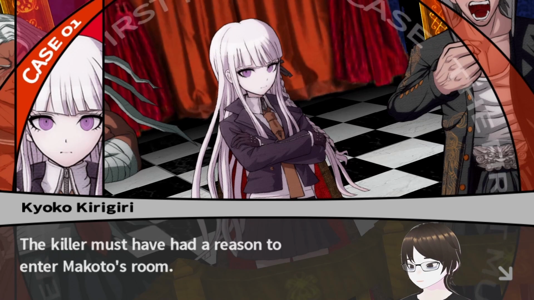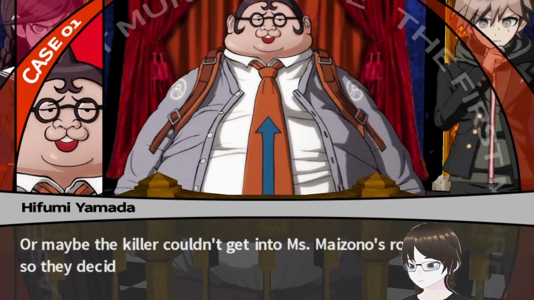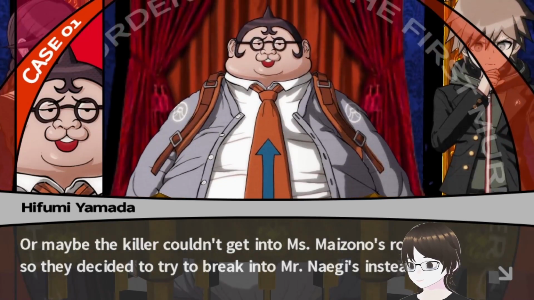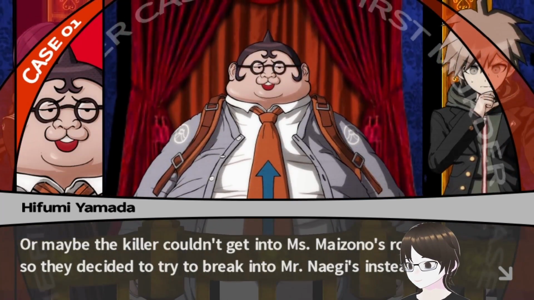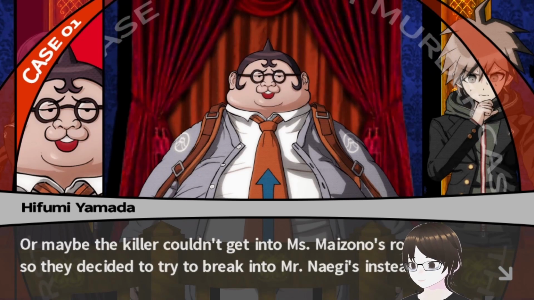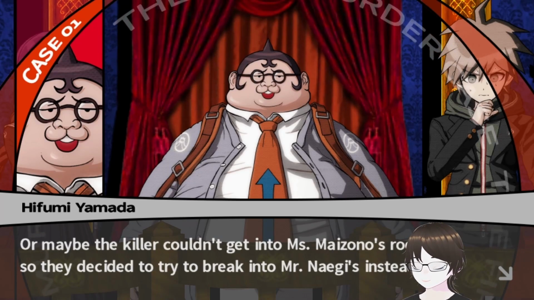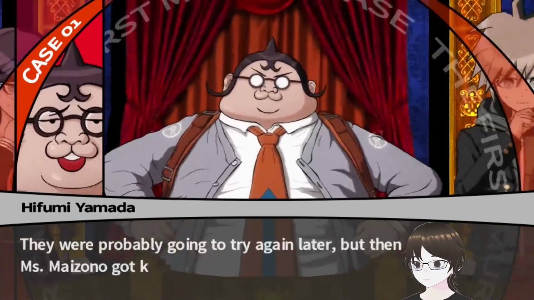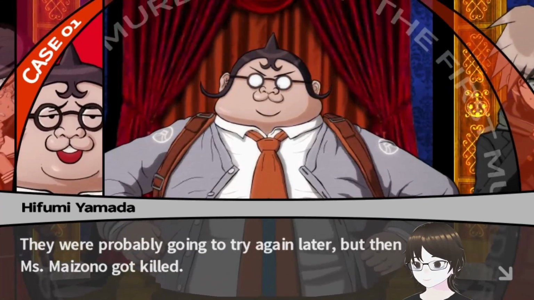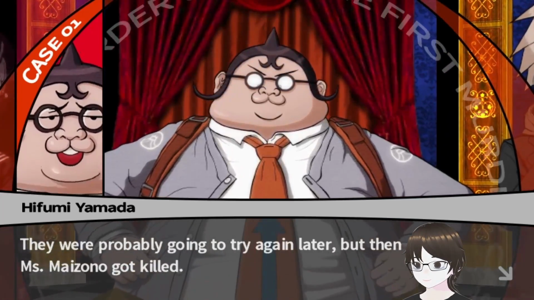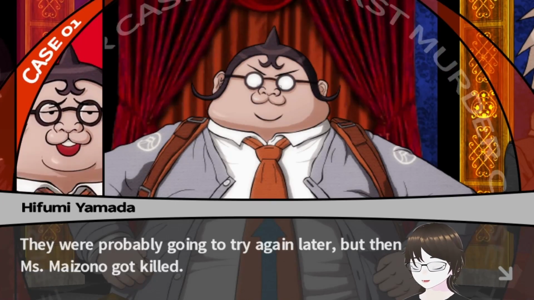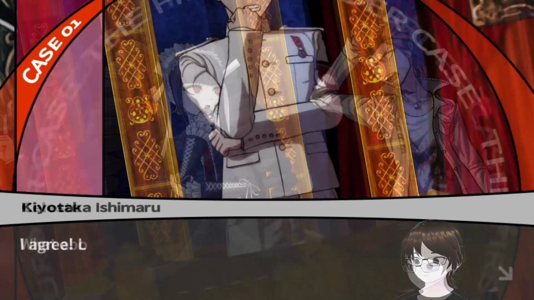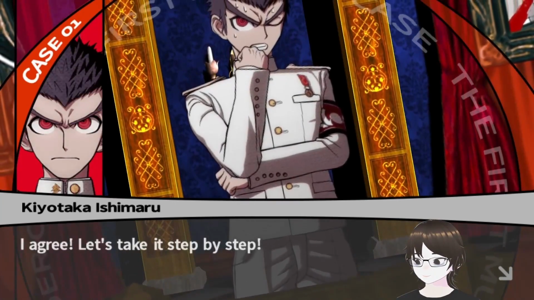Was it random? Or maybe the killer couldn't get into Sayaka's room, so they decided to try to break into Makoto's instead. That actually seems very likely. They were probably going to try again later, but then Miss Maizono got killed. As in, if Makoto's room was empty? I agree. Let's take it step by step.